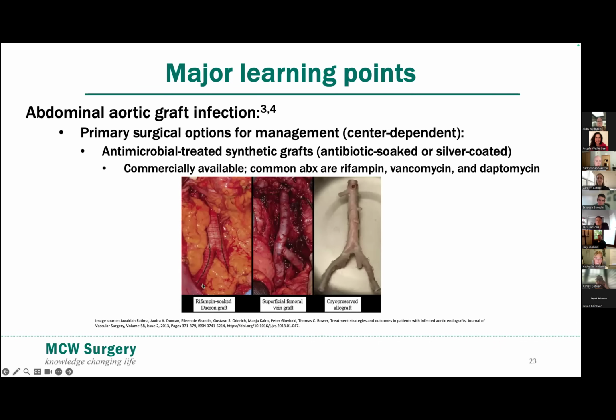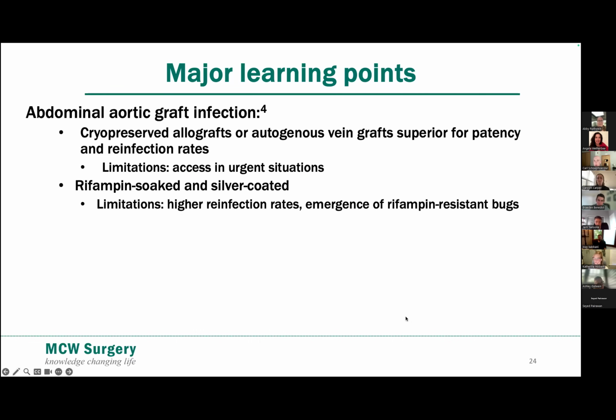And then the last option is what we did at our institution, using an antimicrobial treated synthetic graft. So this can either be antibiotic soaked or silver coated. And this is a picture showing a rifampin soaked graft on the left, and then the NACE procedure in the middle, and then the cryopreserved on the right. And this is actually from a talk presented at MVSS in 2011.